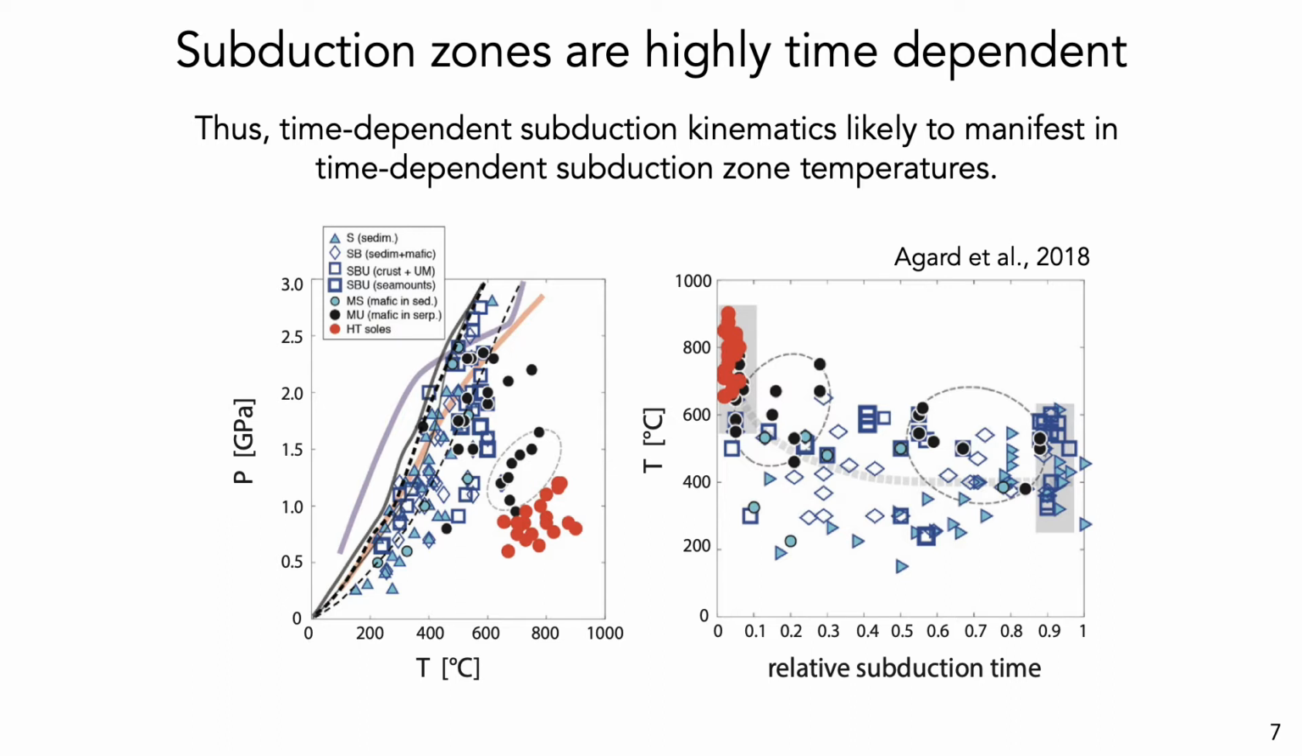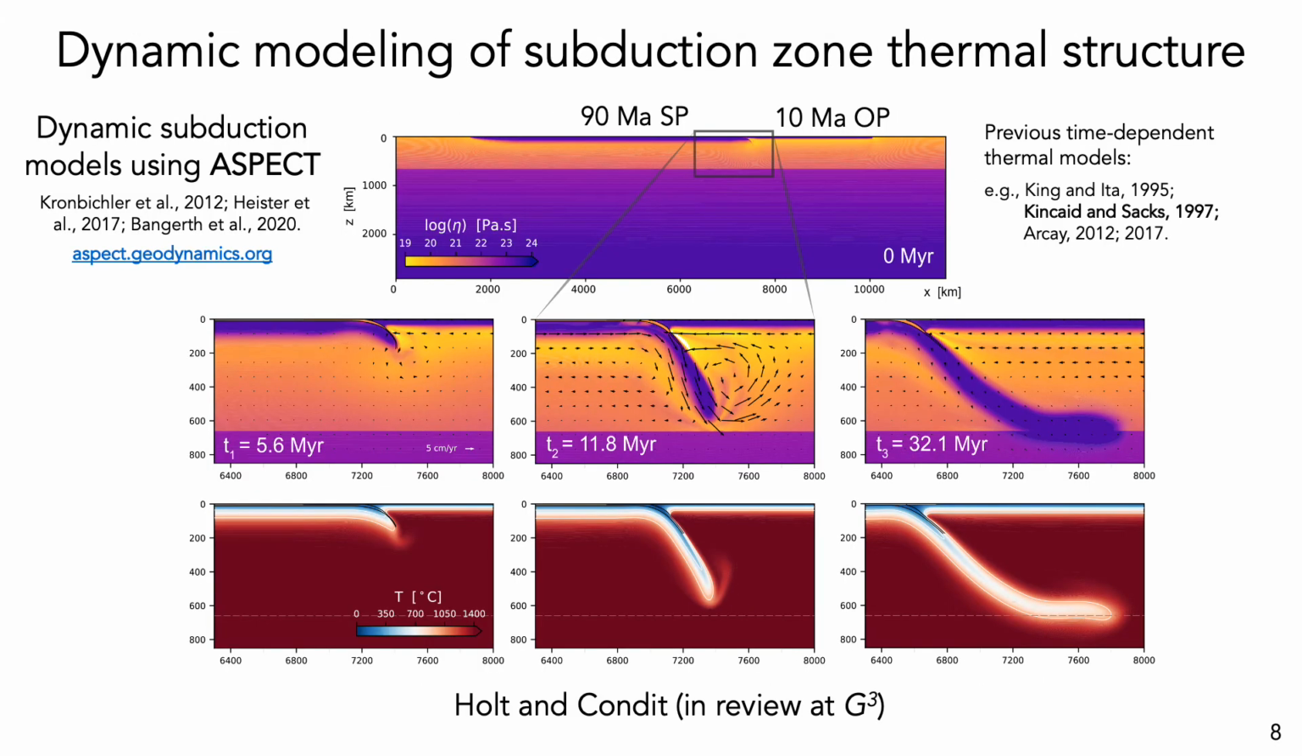And so from this figure, it's clear that subduction zones are hottest in their infancy, as recorded by the metamorphic soles shown in red. And then subsequently, there's a lot of scatter, but perhaps a cooling trend. And so it's this type of observation, both at an individual subduction zone scale and at a global scale, that we're interested in developing a dynamically consistent basis to understand.